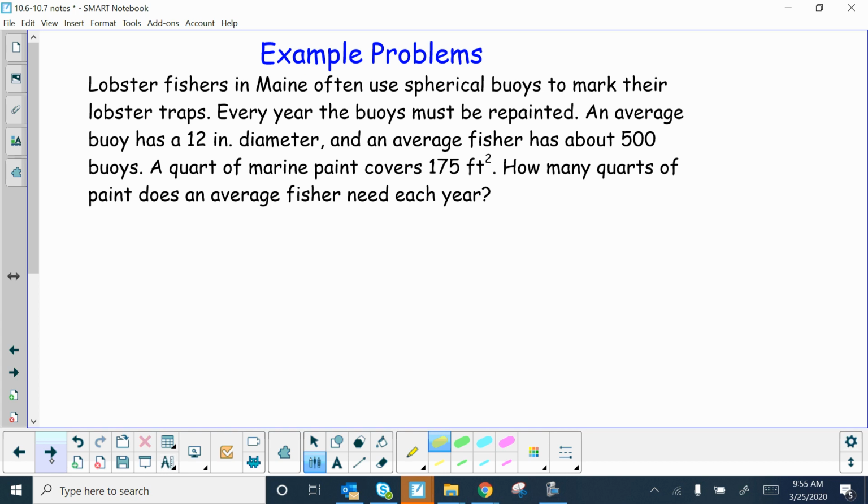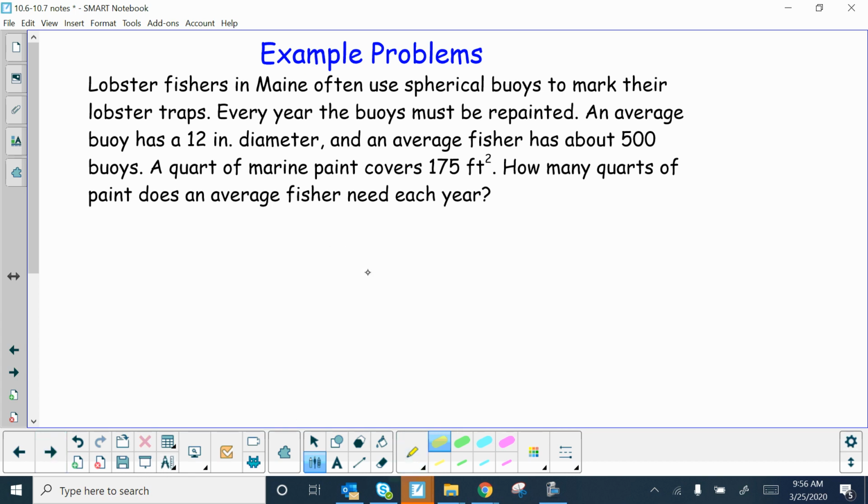All right, last one. It says lobster fishers in Maine often use spherical buoys to mark their lobster traps. Every year, the buoys must be repainted. An average buoy has a 12-inch diameter, and an average fisher has about 500 buoys. A quart of marine paint covers 175 square feet. How many quarts of paint does the average fisher have?